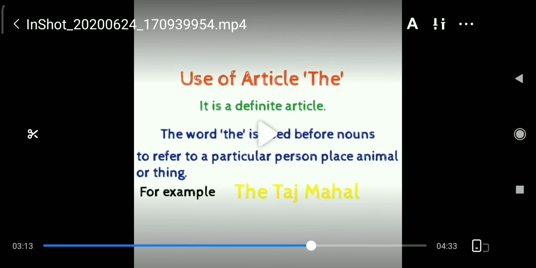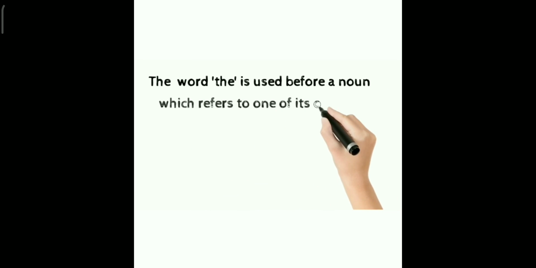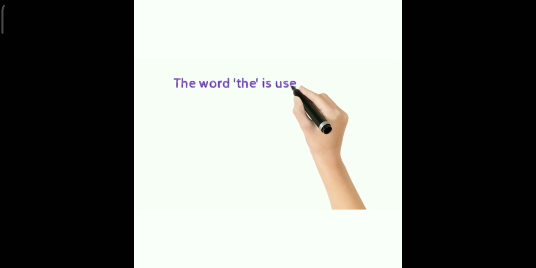Now let us understand more about it. The word the is used before a noun which refers to one of its own kind. We have only one earth. It is one of its own kind. So we say the earth, the sun, the moon.